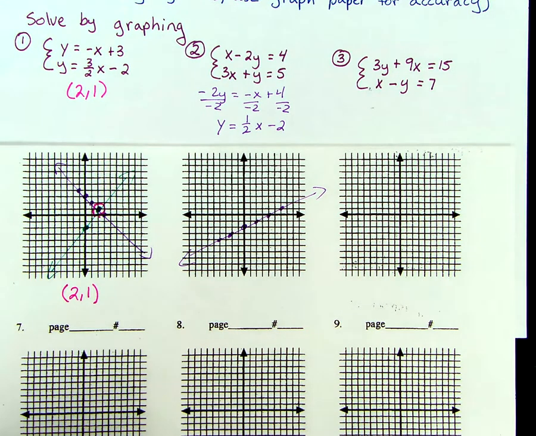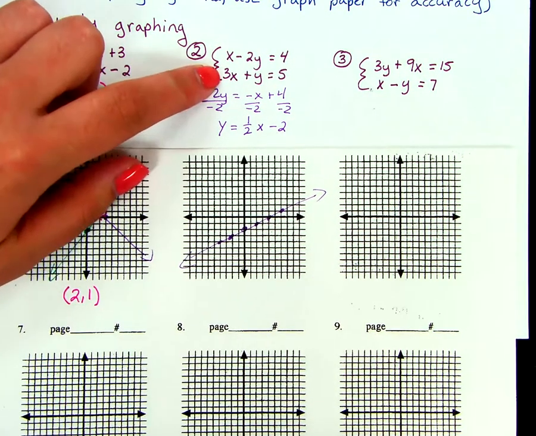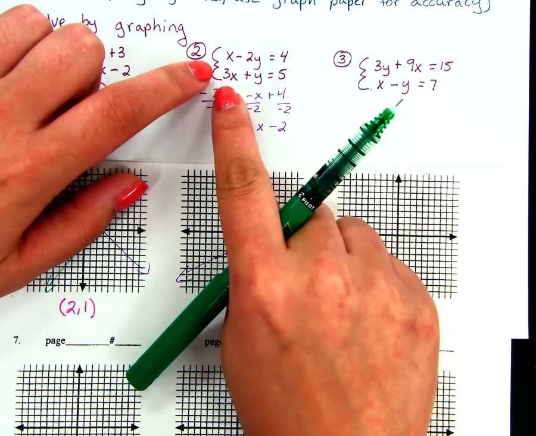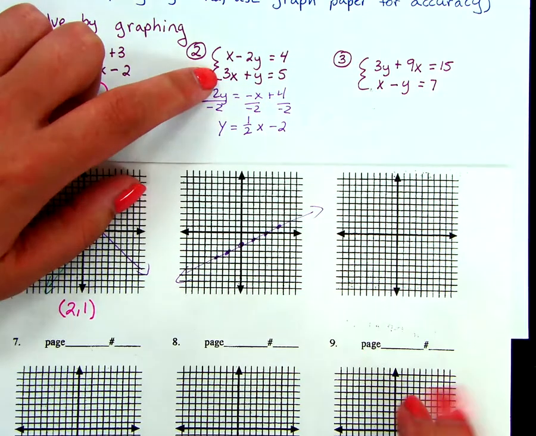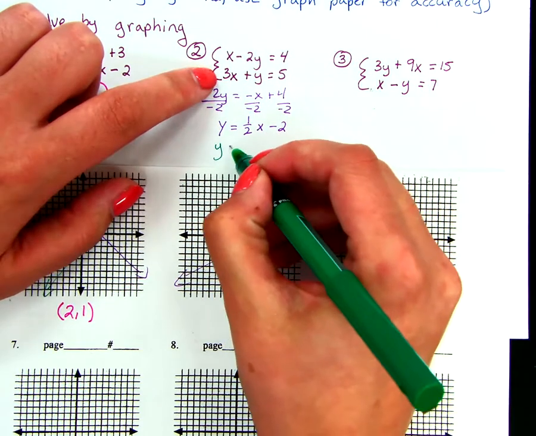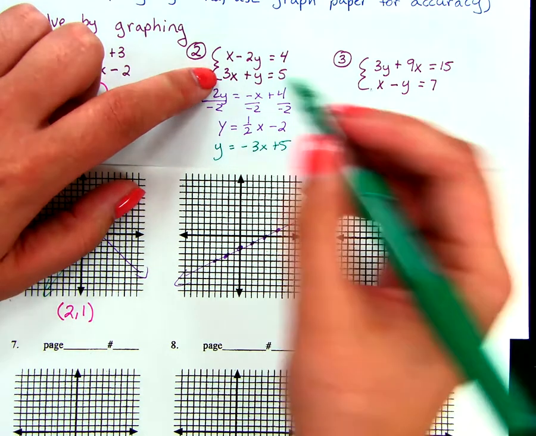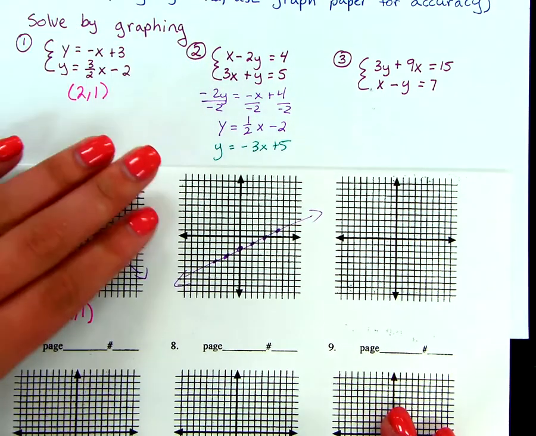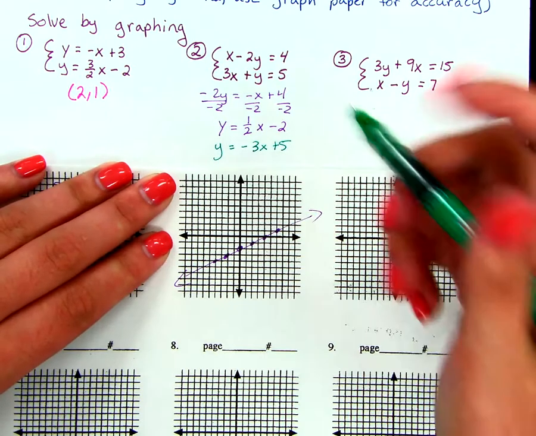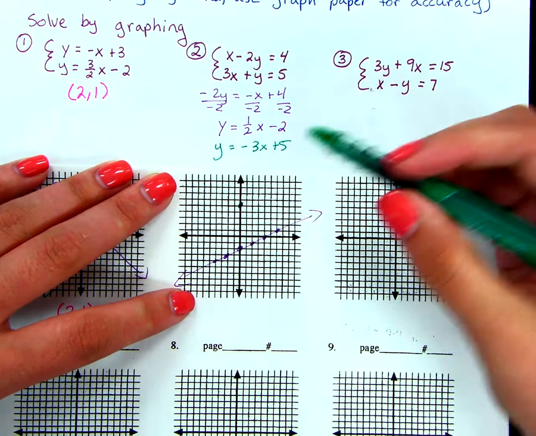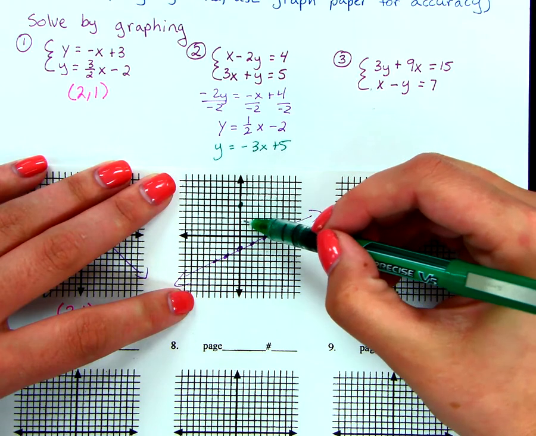Alright, so second equation, also looking at this one, this is not in the form that we want it in. So I'm going to have to solve this one for y. This one we're going to subtract the 3x. So we'd have y equals negative 3x plus 5. And since y is by itself, then we can start graphing. So we're going to go up 5: 1, 2, 3, 4, 5. Slope is negative 3, so we're going to go down 3, right 1.